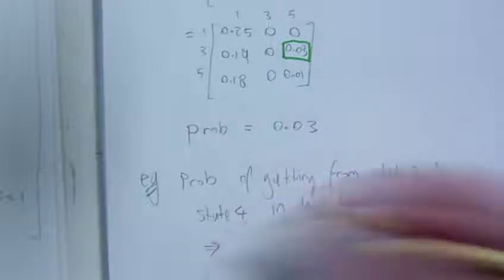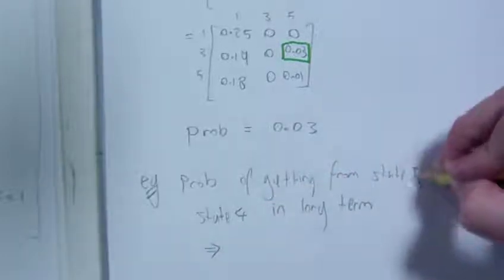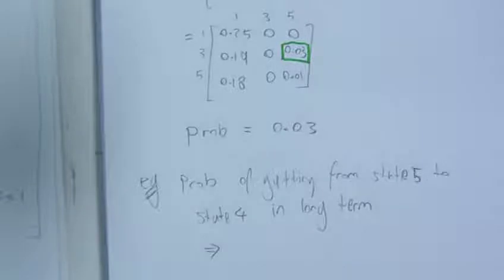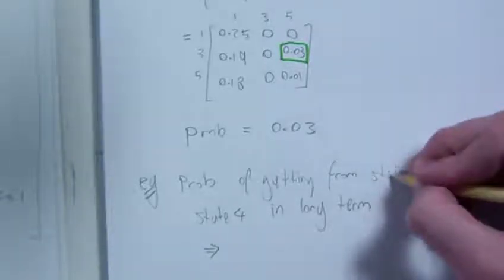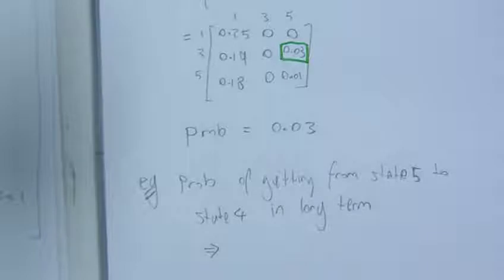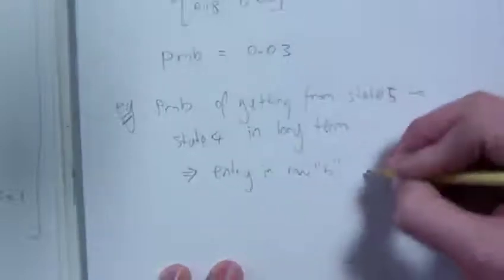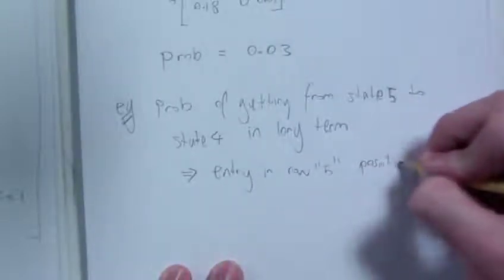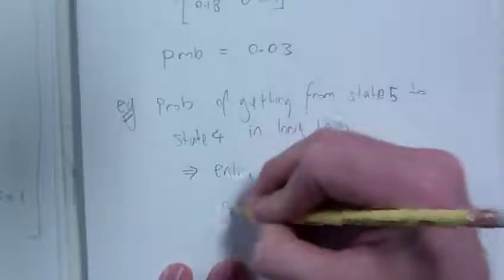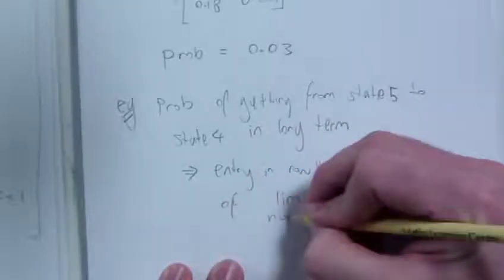So we know that if we do it forever, you'll either be in state 2 or state 4 because they're absorbing states. So I know it has to be in one of them, and I want to figure out the probability of being in state 4. That would be the entry in row 5, position 4 of the limit as n goes to infinity of P to the n.